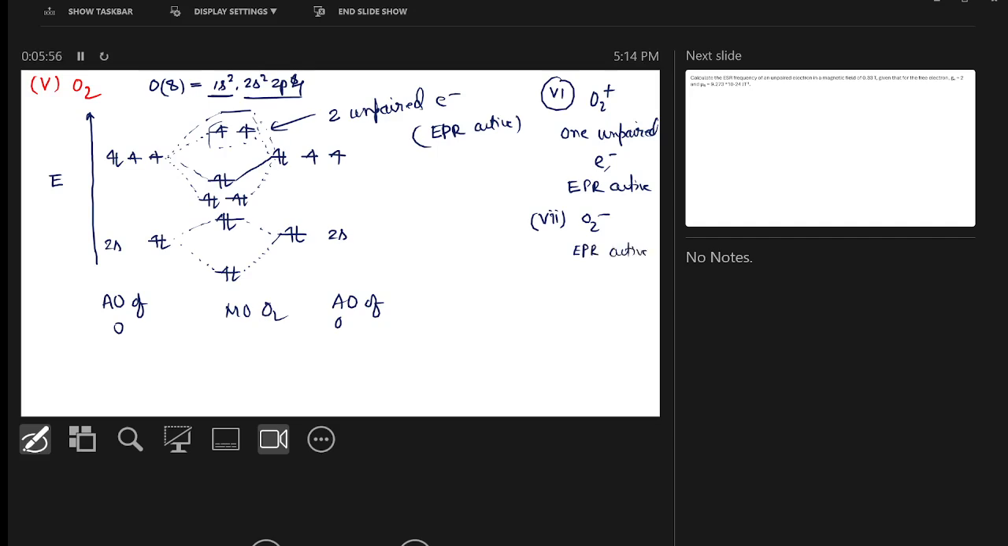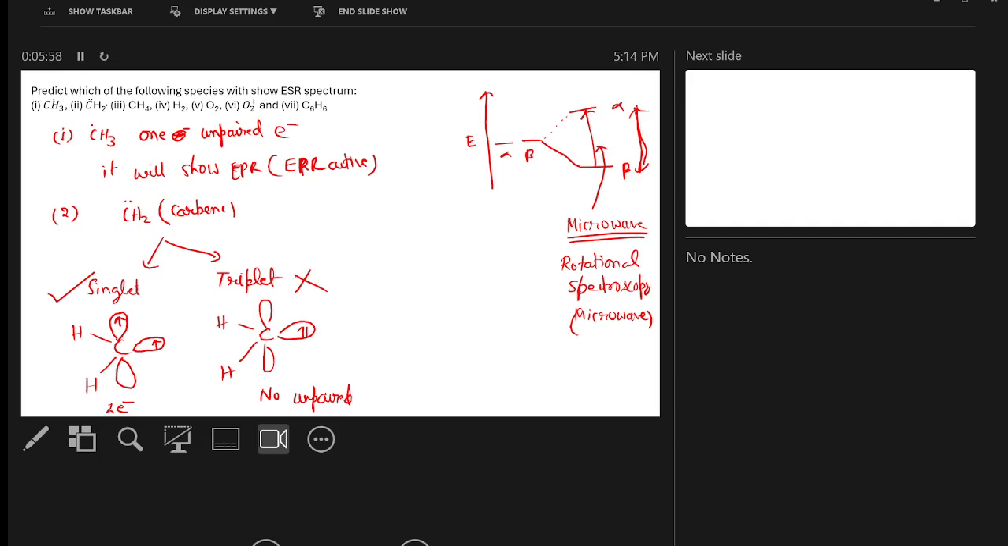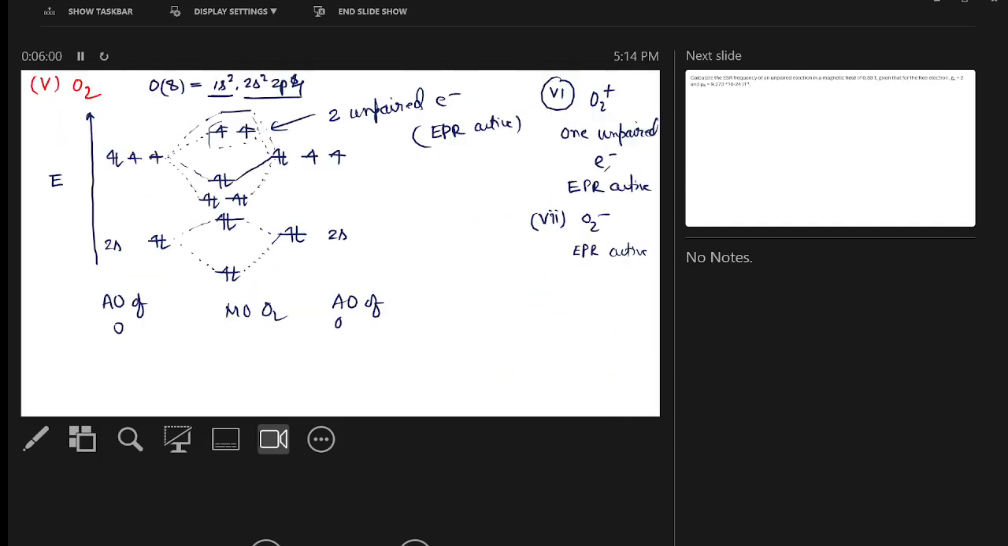The next molecule is your C6H6. This is number 8. C6H6 is benzene. We cannot see any unpaired electron here. See, all electrons are paired. There is no unpaired electron. So this is your EPR inactive.